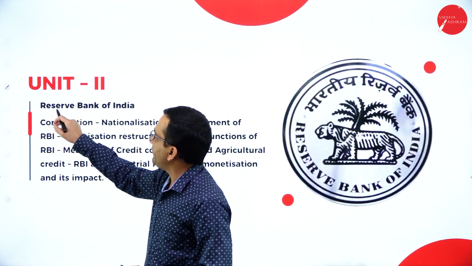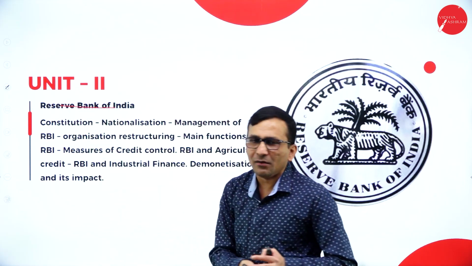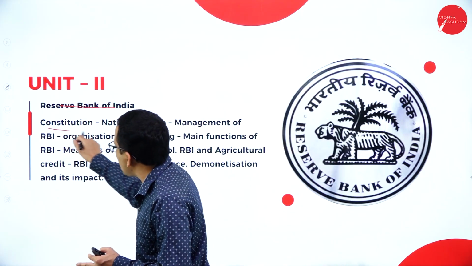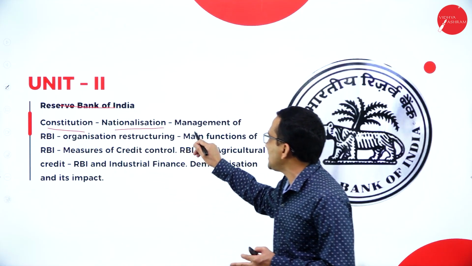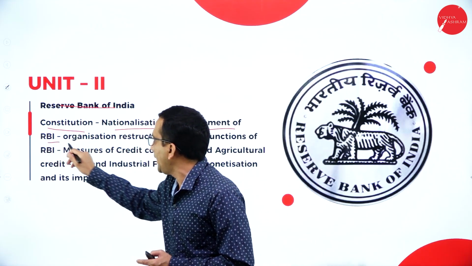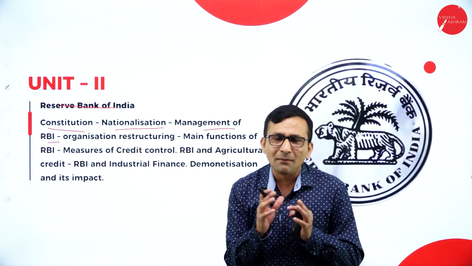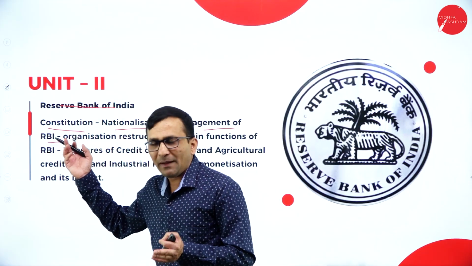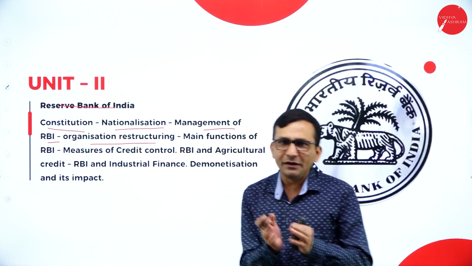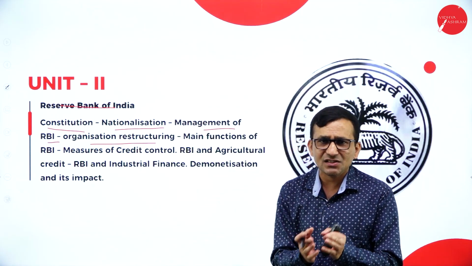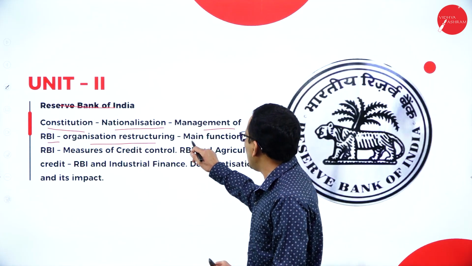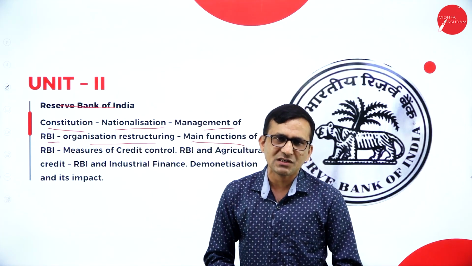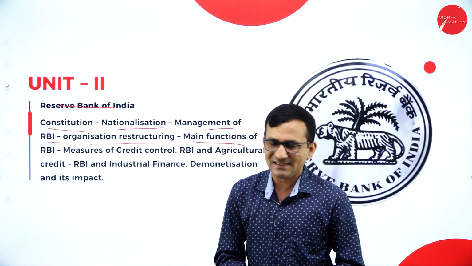So second unit, which is related to RBI or central bank. So under the RBI we are trying to find out how it is constituted, nationalization, the management of RBI. So the RBI is completely controlling each and every bank, so which is a central bank. Organization structure, we will study how they designed it. And the main functions of RBI, which is a 100% expected question for the end semester examination.